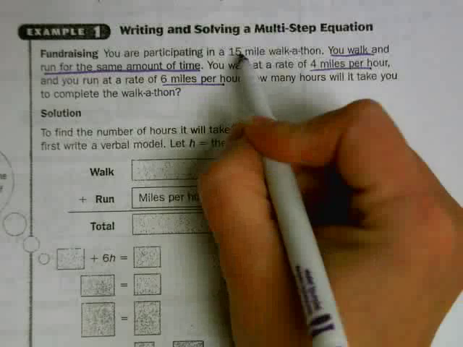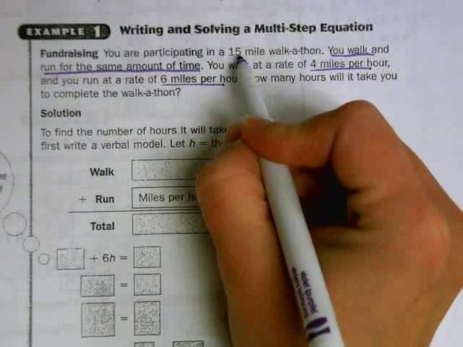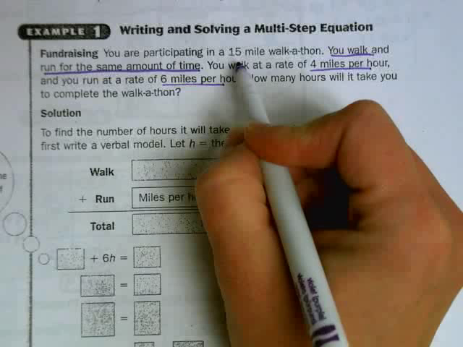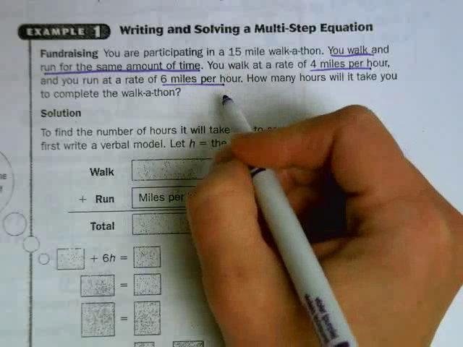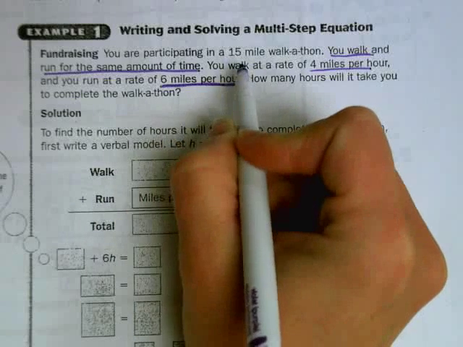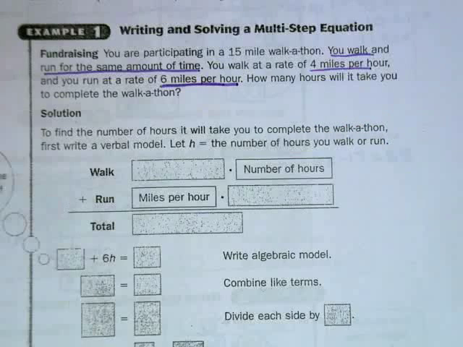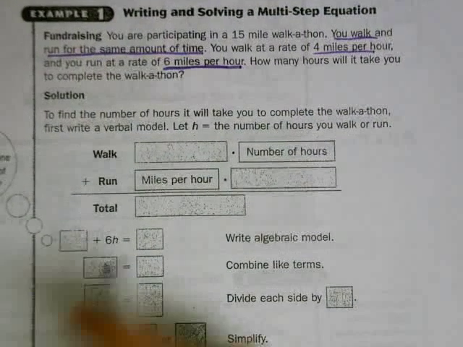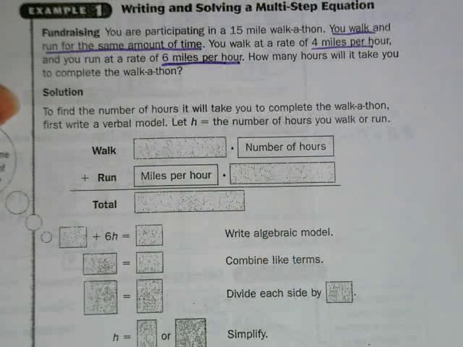Well, you know, if you're going 15 miles and you're walking for part of it and you're running for part of it, you're going to get further when you're running, right? Because you're going faster. So we're not going the same distance while we're walking and the same distance while we're running, just the same amount of time. So this is an interesting situation. Look at the kind of verbal model they give us right here.